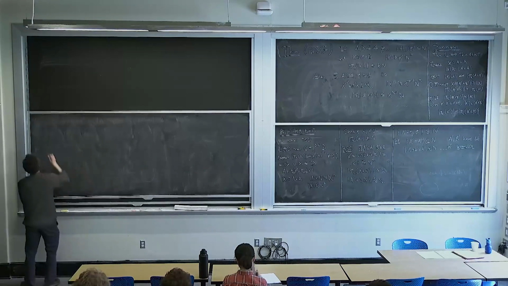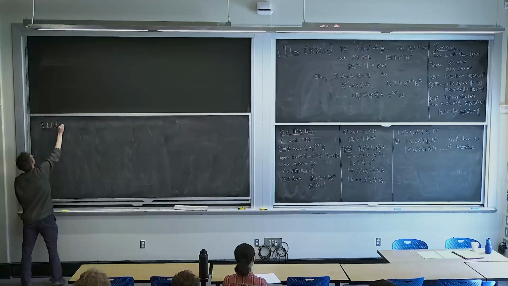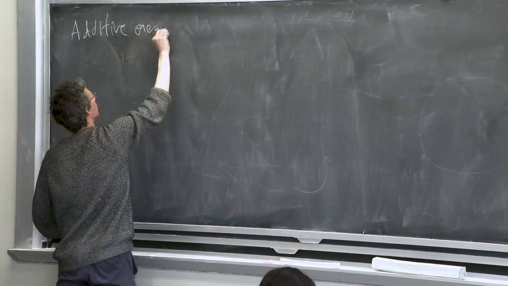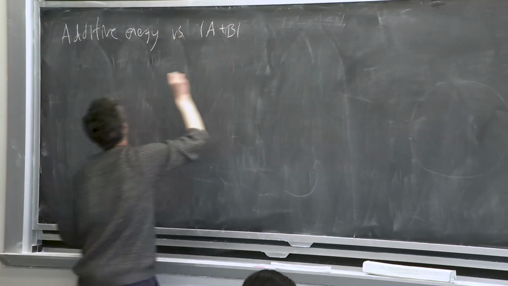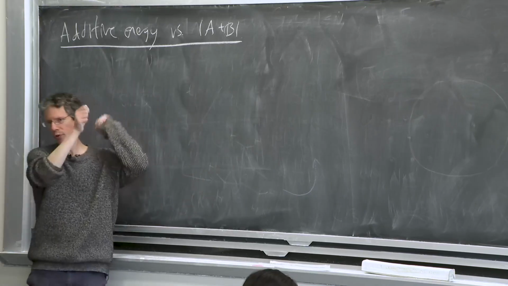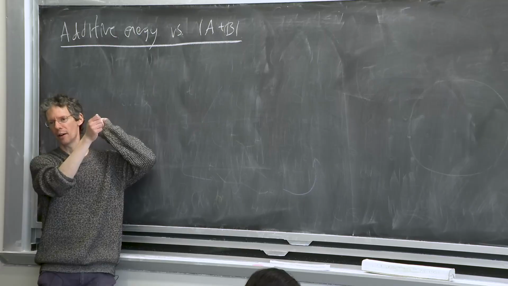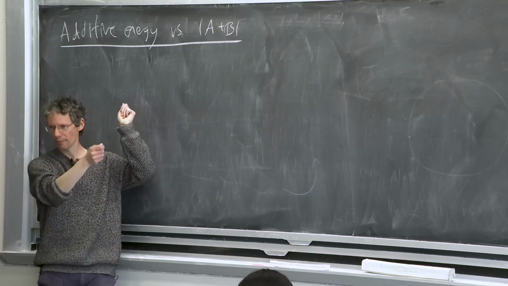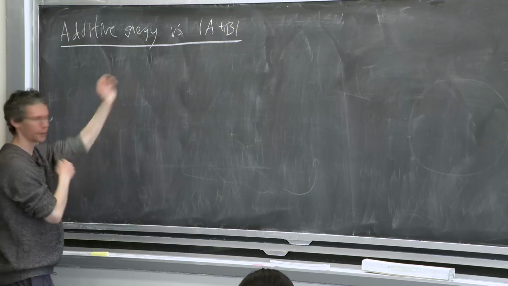All right. So the section is called additive energy versus the size of A plus B. These are two points of view about measuring the additive structure involved when you add numbers in A to numbers in B. This one we've already met. Let me tell you what additive energy is.